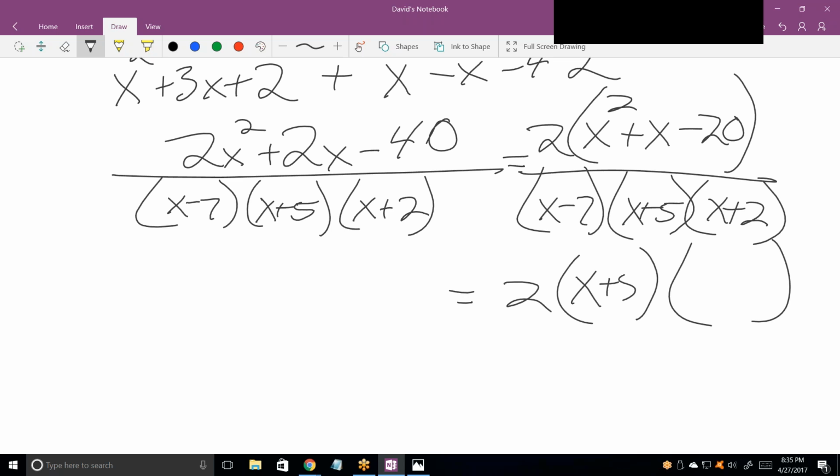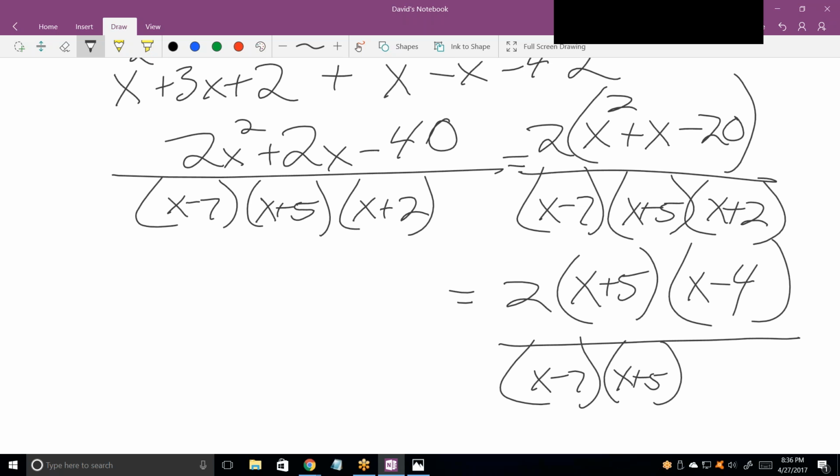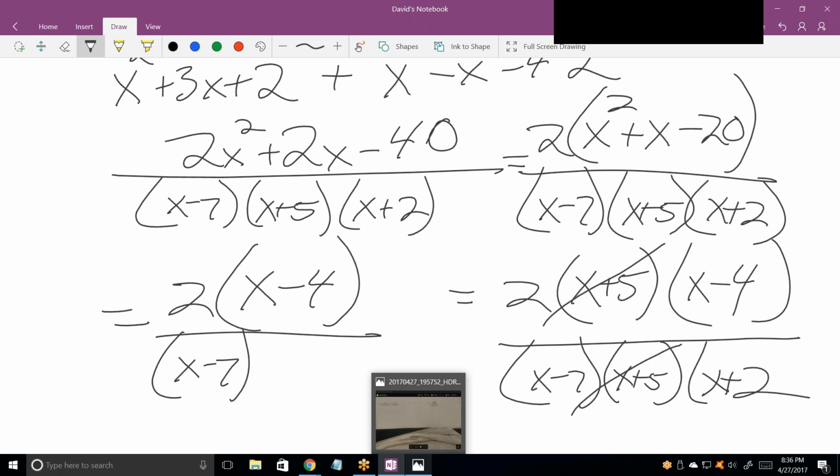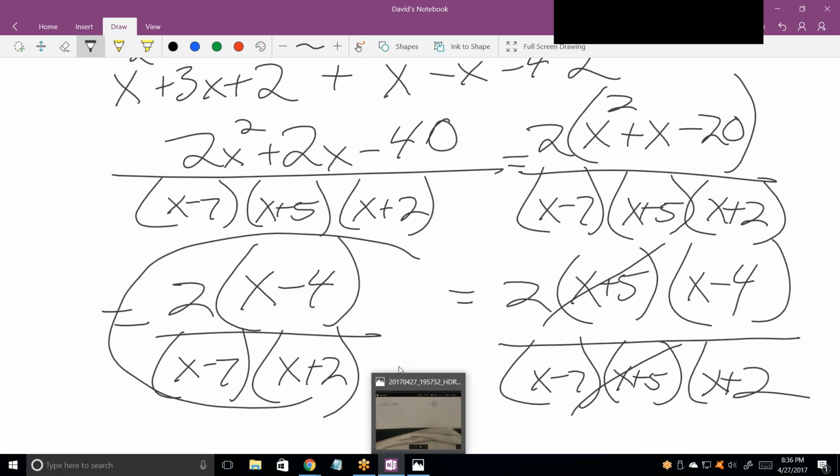I think it's x plus 5 times x minus 4. Remember that the bigger factor has to go with the sign of the middle term. Now, that cancels with that. So I end up with an answer, and I don't really care if you multiply that 2 out or not. I personally prefer it not to be multiplied. I would prefer my answers to be in factored form, not multiplied out. And that's what I get, although there are some restrictions.